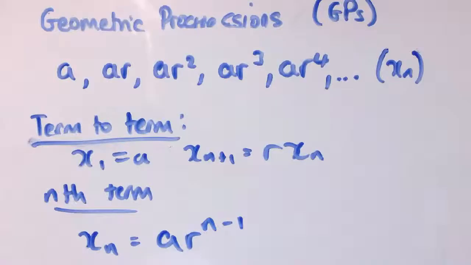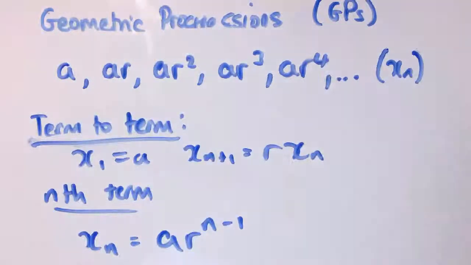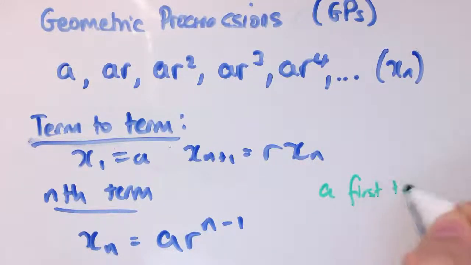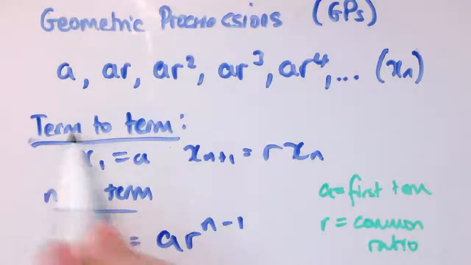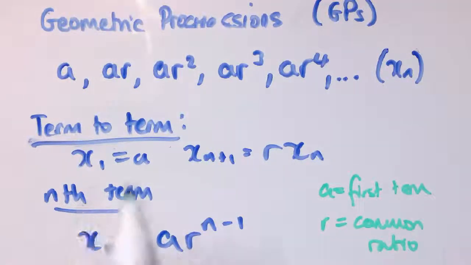So just to summarize, our general geometric progression is a, ar, ar squared, where a is the first term and r is the common ratio. We've got the term-to-term definition and the nth term definition. The term-to-term is x1 is a, xn plus 1 is r times xn, and for the nth term, xn is a times r to the n minus 1.